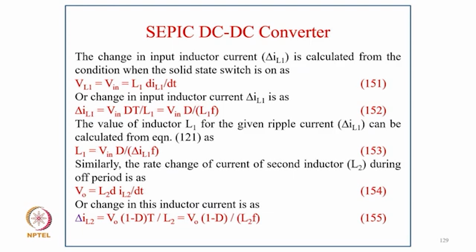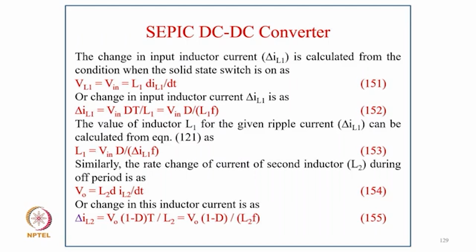The change in input inductor current, delta IL1, is calculated from the condition when the solid state switch is on. So VL1 equals Vin equals L1 dI1 upon dt, or the change in the input inductor current delta IL1 equals Vin·DT divided by L1, equal to Vin D upon L1 F. The value of inductor L1 for the given ripple current can be calculated: L1 equals Vin D upon delta IL1 F.